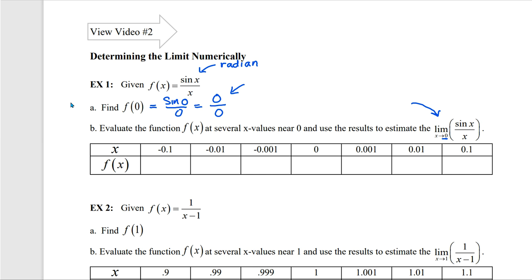If you notice in the table, we're going to approach 0 from both directions. This would be approaching from the left, from the negative direction, or negative infinity side, and this would be approaching 0 from the right. Okay, so nobody, and I mean nobody, wants to try to figure out what the sine of negative 0.1 is. It is an irrational number, and we're going to have to approximate it anyhow.